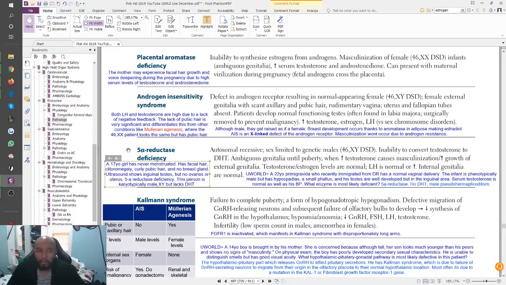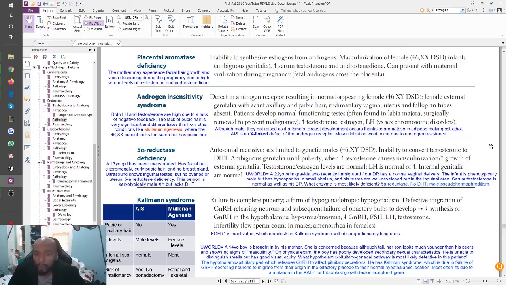So you want to make sure you can pick out what's happening, right? Ultrasound also shows inguinal testes, not that the testes are in the labia majora, right? So be very careful. No ovaries or uterus, it's not a female. That means that it's a male, and this is a male with no DHT, lack of 5-alpha reductase. This is also a 5-alpha reductase question.